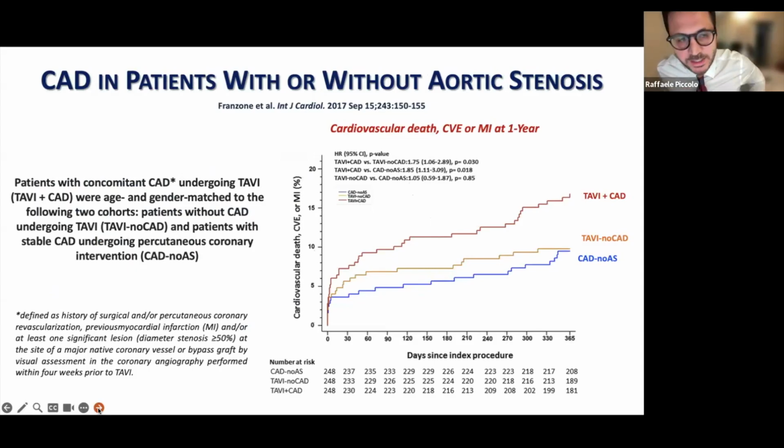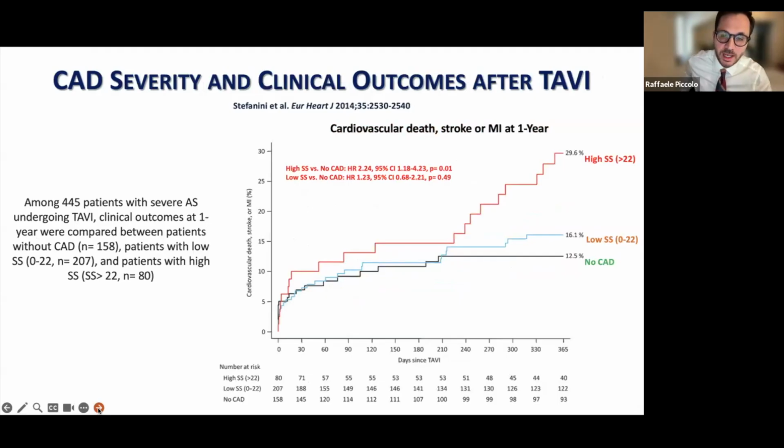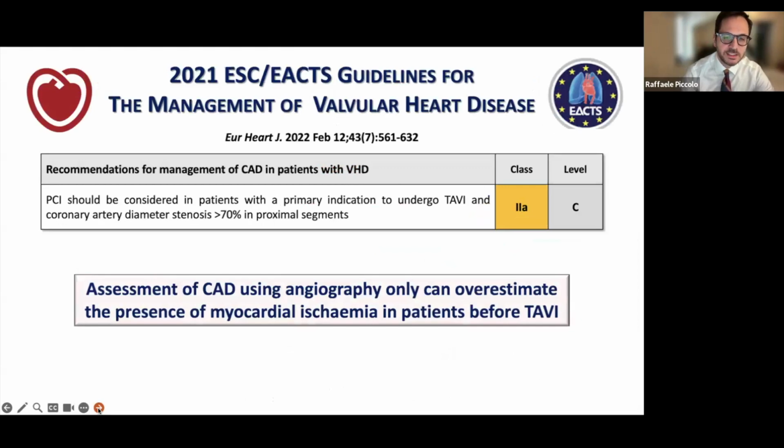Now, I think that it's quite clear that the combination of the two aspects, so the coronary artery disease and aortic stenosis, confers an increased risk of cardiovascular events over time, as you can clearly see here in this propensity age and gender matched study that we did some years ago. And then among patients with coronary artery disease, next one, if you look at the subset of patients with the high SYNTAX score, this is probably a clear subgroup of patients having the highest risk of events over time.